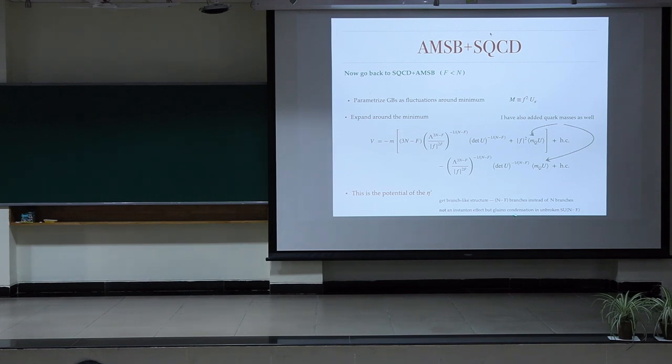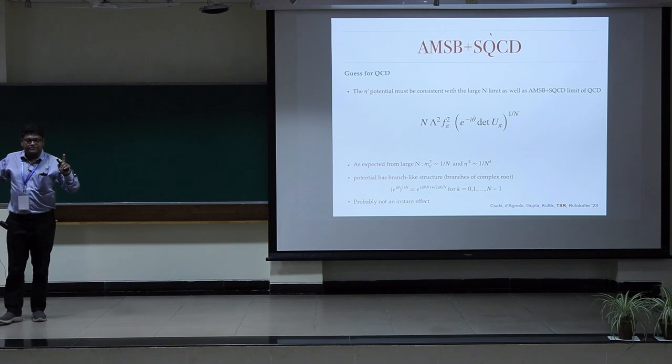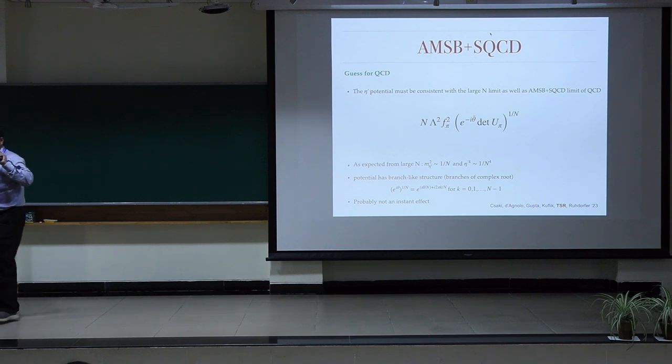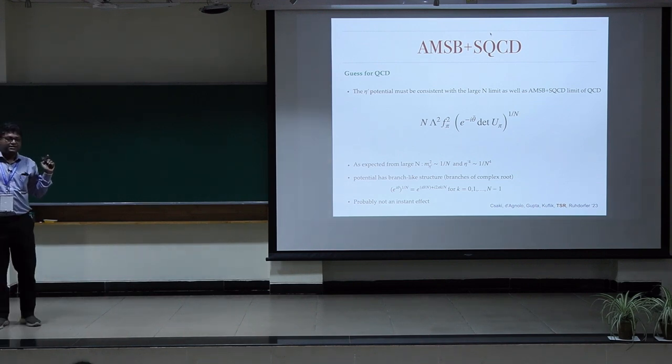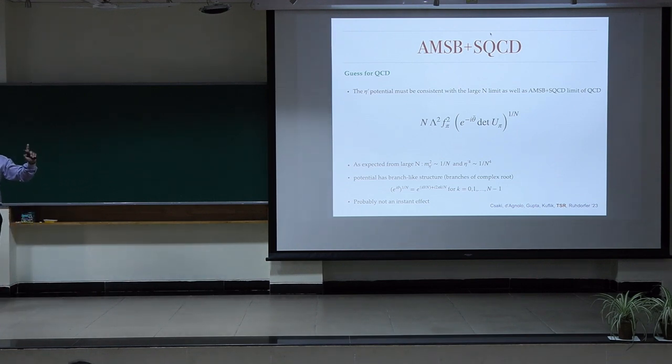You can discuss or think about the branch-like structure in the potentials and compare with the Standard Model, what branch-like structure you get, all sorts of things. More importantly, you can think of a different limit. The large N limit used to give you what the eta prime potential looked like in the Standard Model. Now you have an AMSB+SQCD limit, which gives you what the potential looks like. Now you literally have another pivot. Putting this together, you scratch your head a bit and write down the potential for eta prime. That's a non-trivial potential which at large N becomes the Witten term.